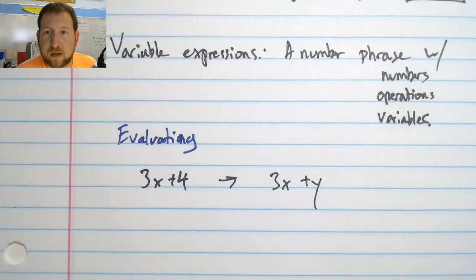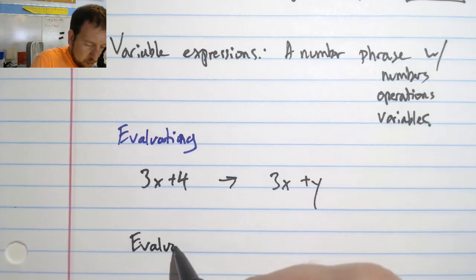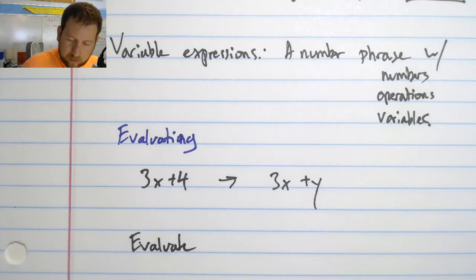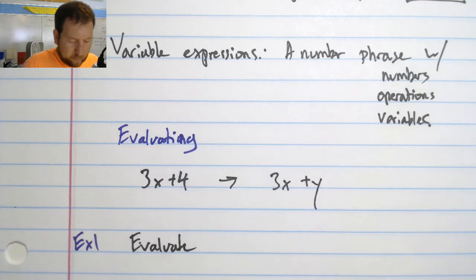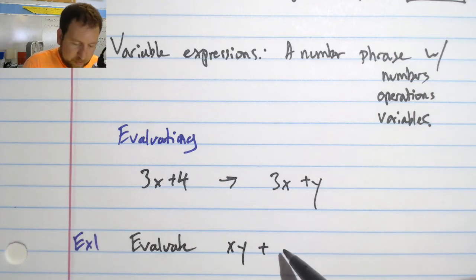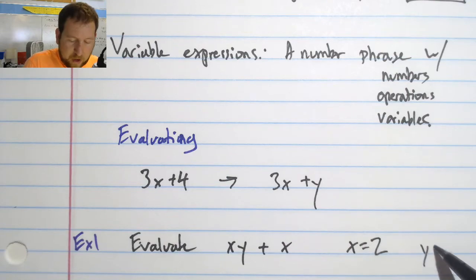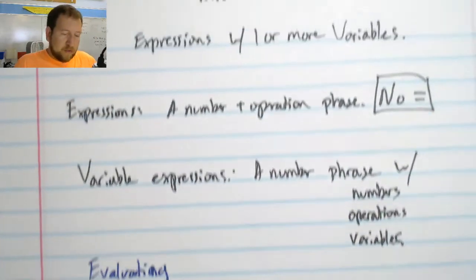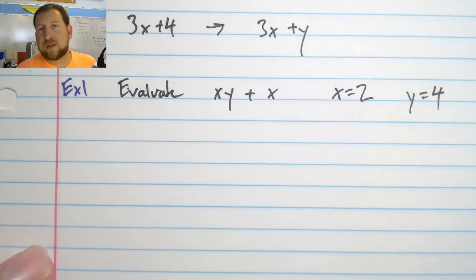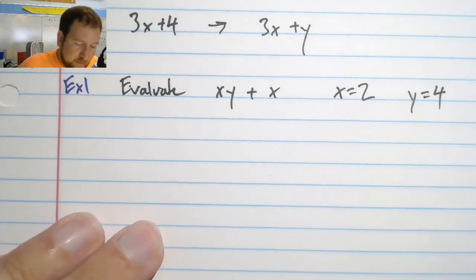So, for example, let's take a look at an example. Let's evaluate, and we can call this example 1, xy plus x when x equals 2 and y equals 4. All right, so this is not too bad. All we're going to do is substitute in the things that we know, and then simplify, doing all the operations in correct order. Okay, so let's take a look.